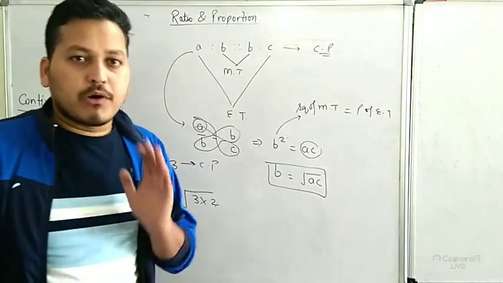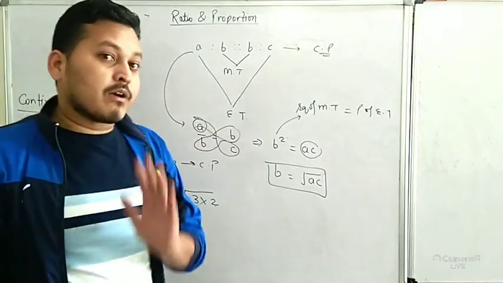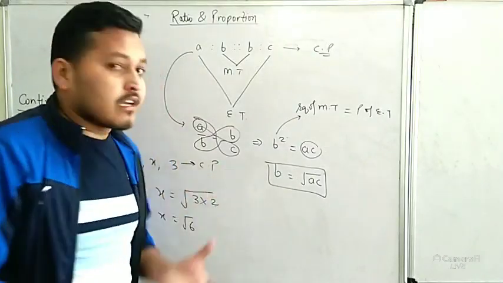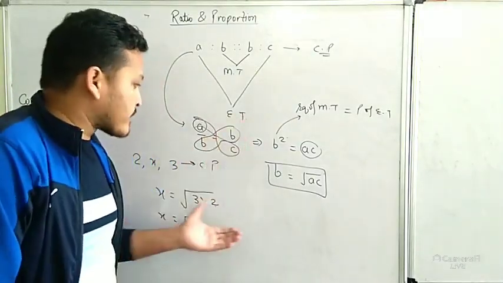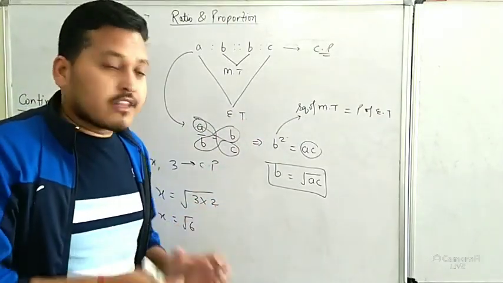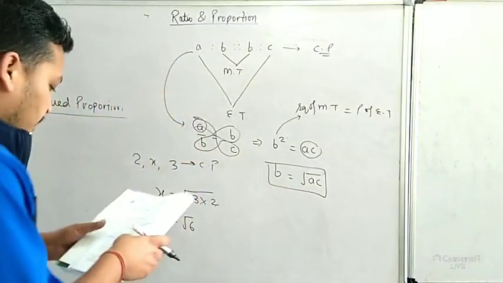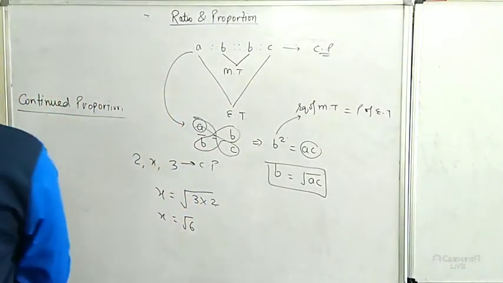Okay, so hope you understand about the continued proportional, and the questions are given directly in our book. I am explaining here the simple example, but in the exercise there are many more of these questions given. Okay, so next question I am taking from your book.